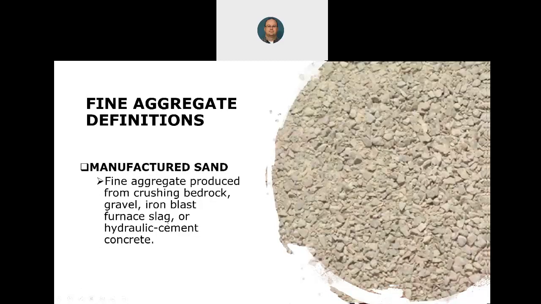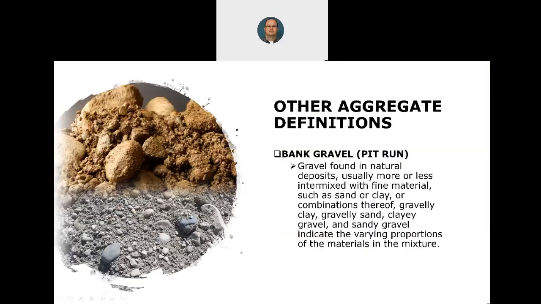Manufactured sand is fine aggregate produced from crushing bedrock, gravel, iron blast furnace slag, or hydraulic cement concrete. This is where they run it through a crusher and sieve it so it all passes the number 4 sieve and is retained on the number 200 sieve. It could be angular, it could be rounded, depending on the original state of the bedrock.